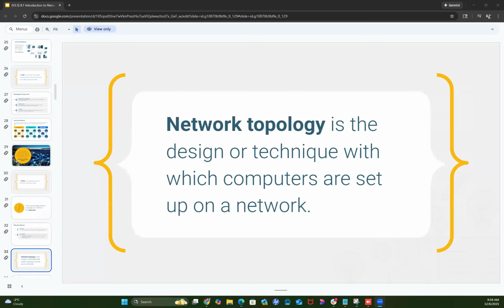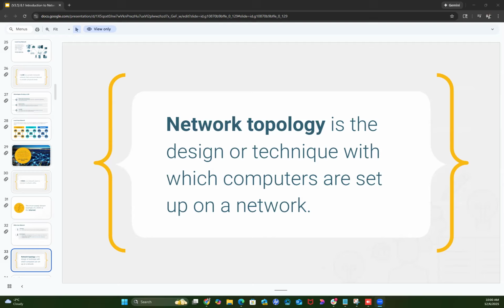So software defined wide area network. This is the SD-WAN, software defined wide area network. SD-WAN builds upon traditional WAN technology by managing connections through software. This provides the ability to dynamically route traffic, and improve application performance and reliability.